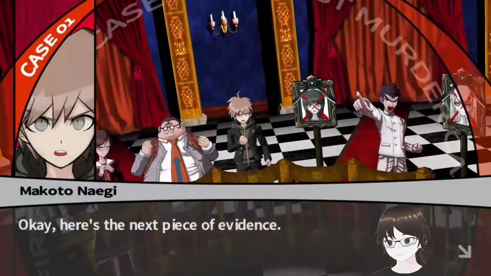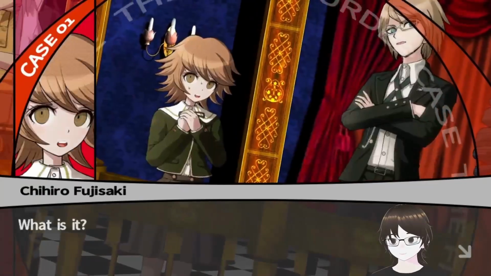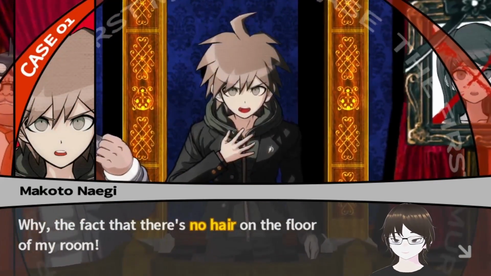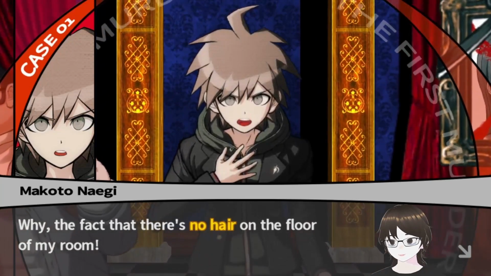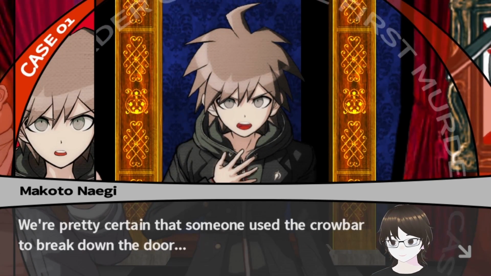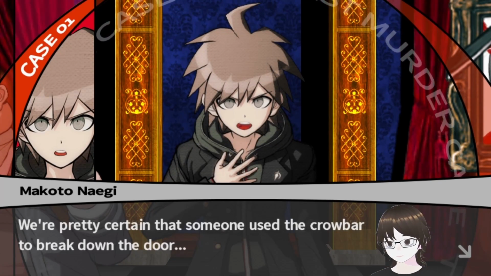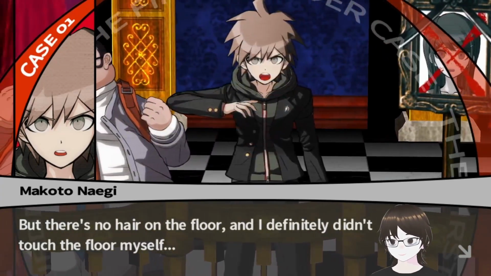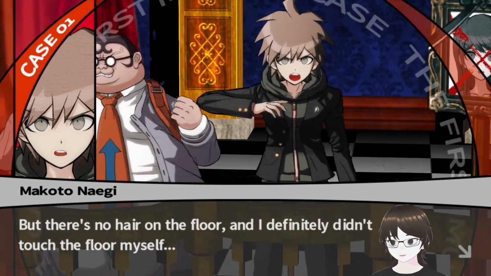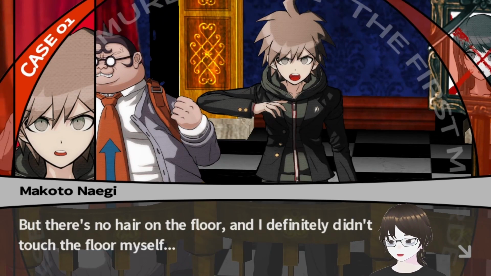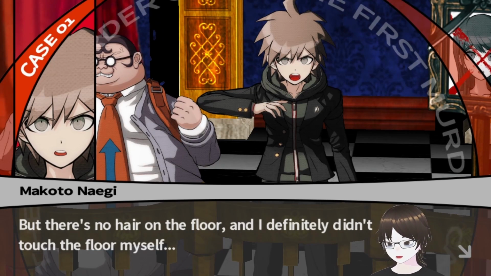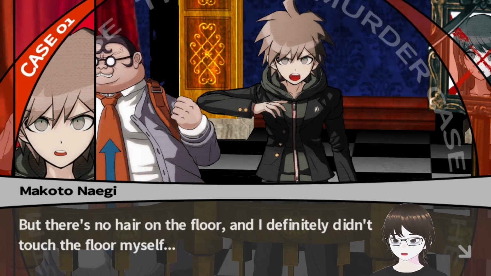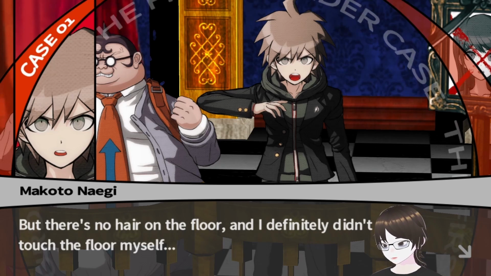Okay, here's the next piece of evidence. What is it? Why, the fact that there's no hair on the floor of my room. Good thing to bring up. We're pretty certain that someone used a crowbar to break down the door. But there's no hair on the floor, and I definitely didn't touch the floor myself. Oh, and no little fragments either, I presume. I would assume using a crowbar on a door would leave some sort of fragments behind. I guess I'm not sure. I've never used a crowbar, to be quite honest.